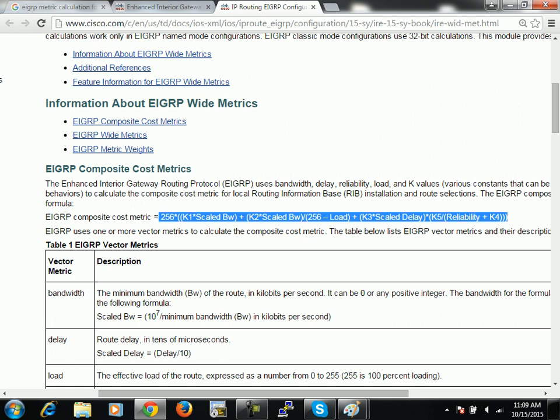How can you still say corresponding when K5 is in the formula but there is no MTU, right? So how can you say that K5 corresponds to MTU? Look at the formula: if K5 is there but MTU is not there, then how can we say that K5 corresponds to MTU? Even if you look at this formula, K1 is there, K2 is there along with scaled bandwidth. You can look at the formula.